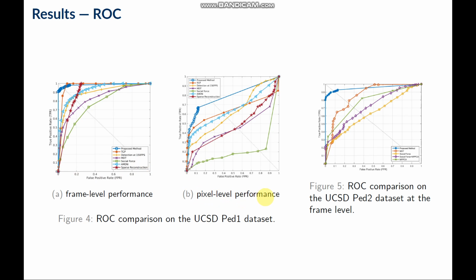And the pixel level performance. This part is obvious: the DSTN outperforms the other methods. And the right figure is on the UCSD Ped2 at the frame level. Again, for the DSTN, take a look at the corner: it has a high true positive rate at a lower false positive rate than the other methods.